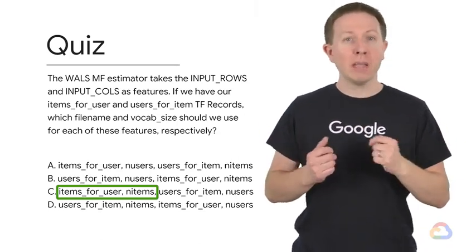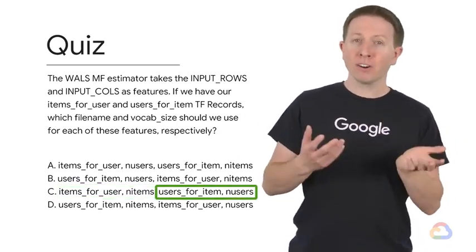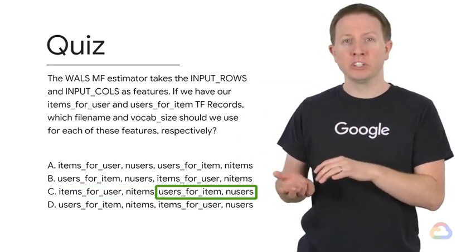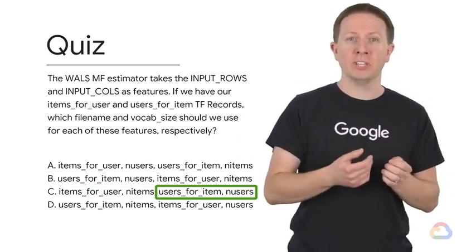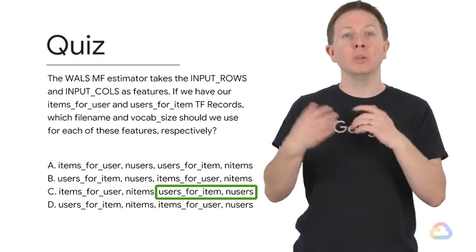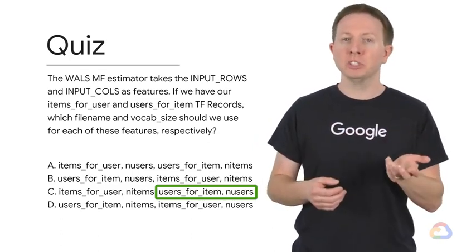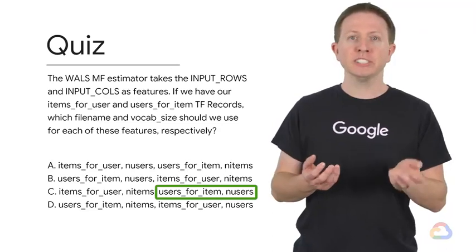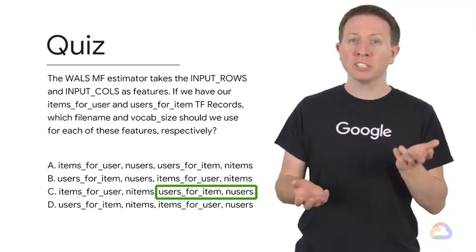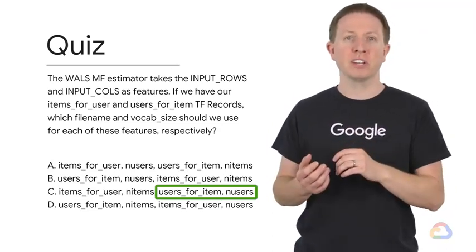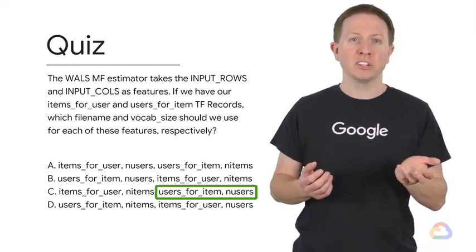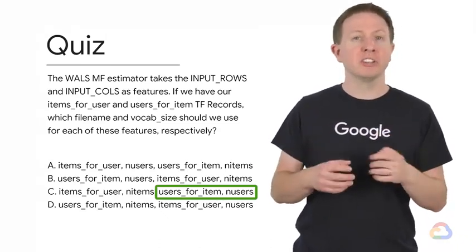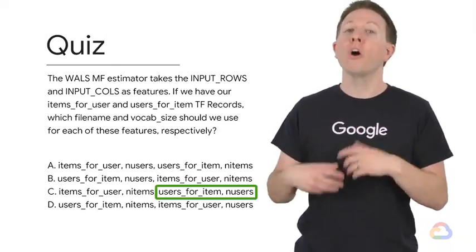However, when assigning the input columns feature, we should use the users for item TF record, because now we are looking at a unique item that has multiple users that interacted with it. The vocab size should be n users, since when making our input column sparse tensor, we will use this vocab size for our indices tensor, since each item has interacted with a subset of the entire user base or vocabulary.